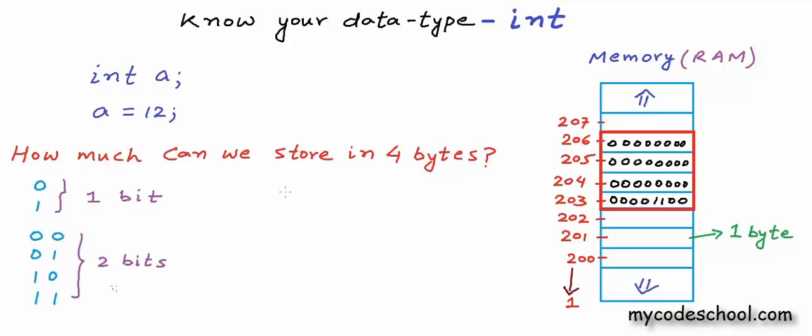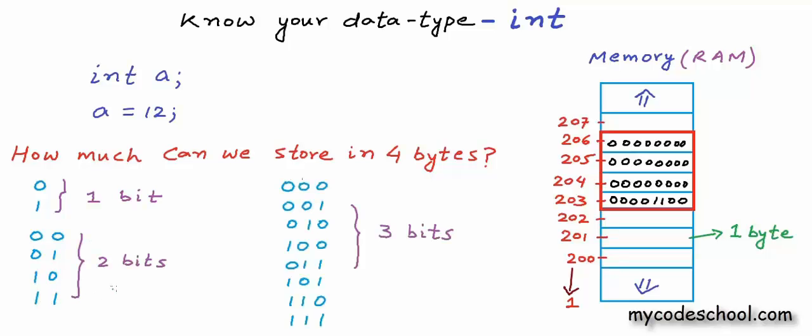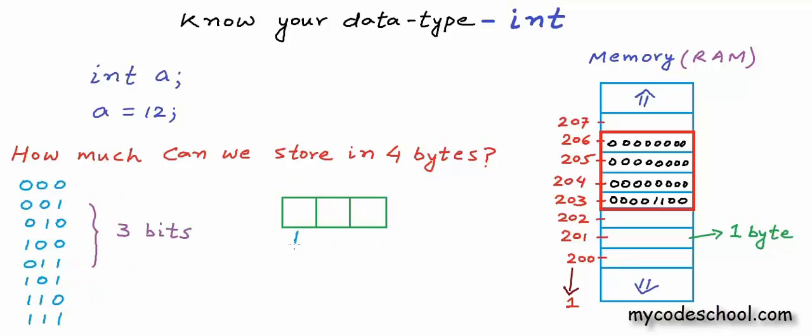Now with 3 bits we can have 8 possible values, 8 possible permutations and combinations of 1 and 0. For each bit position we have two choices. We can either have a 0 or a 1, and corresponding to these two choices we have two choices for the next bit position, and corresponding to a combination of these two positions we'll have two choices for the next position. So with 3 bits we can have 8 possible values.